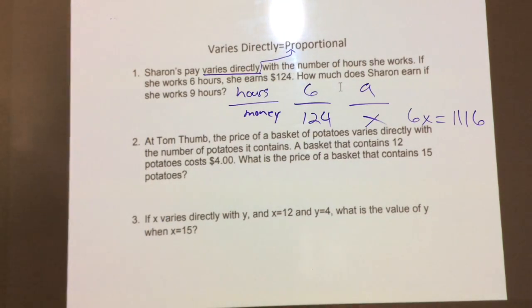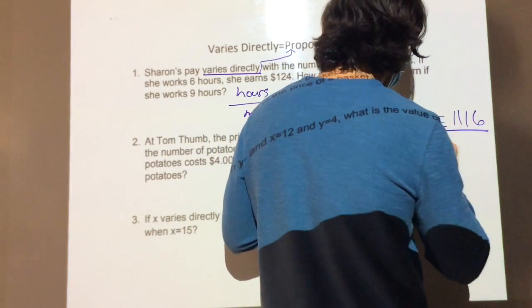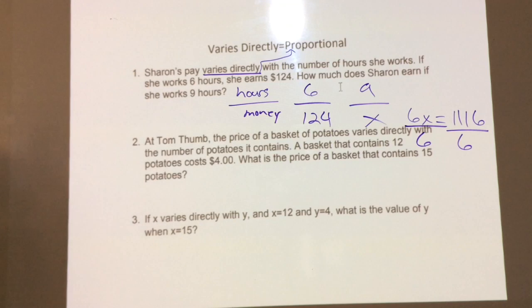Okay, and then what's my final step going to be? Josh, what do you think? Divide. Now, ladies and gentlemen, once again, this is 8th grade material, so we can use a calculator. So you're going to do 1,116 divided by 6.